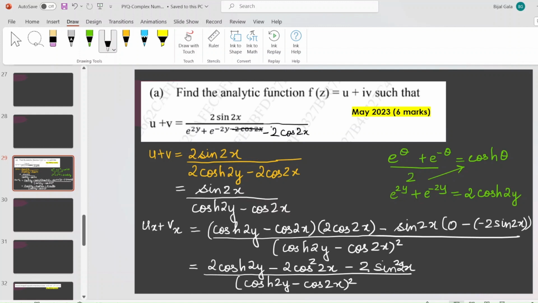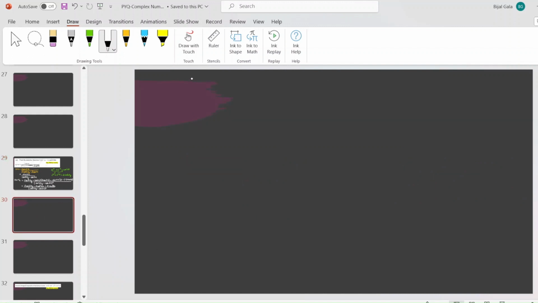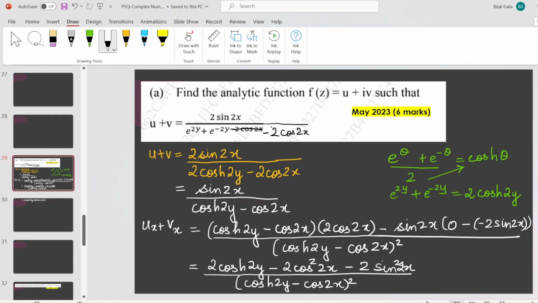The second and the third term in the numerator, if minus 2 is taken common, we'll get cos square theta plus sine square theta, which is 1. So we are now left with 2 cos hyperbolic 2y into cos 2x. That was your first term. Minus 2 into 1. Okay, this is how we have.